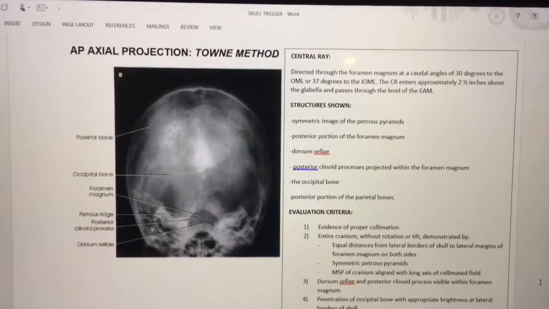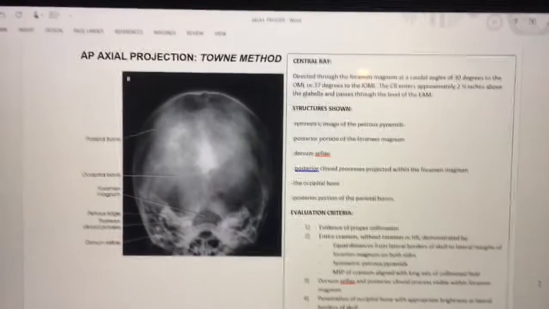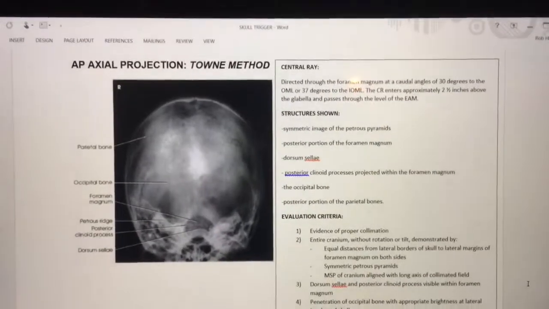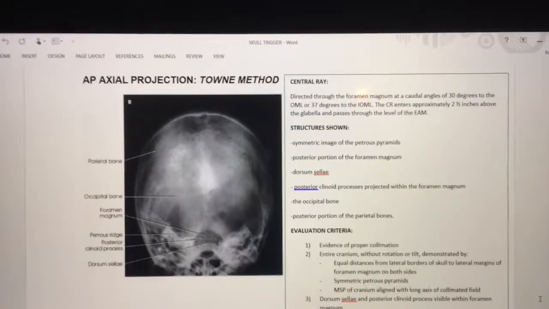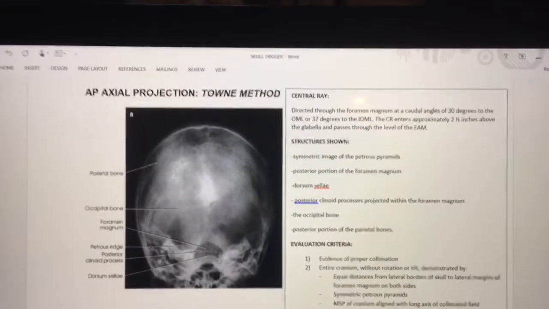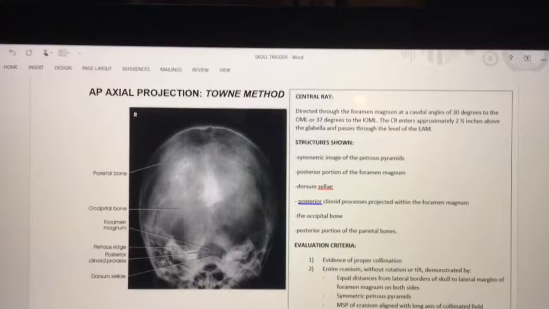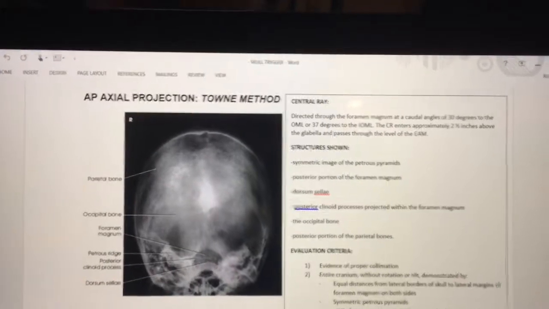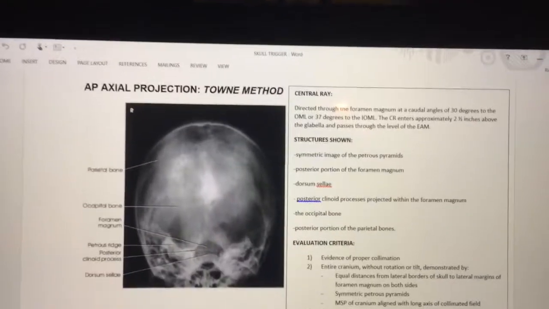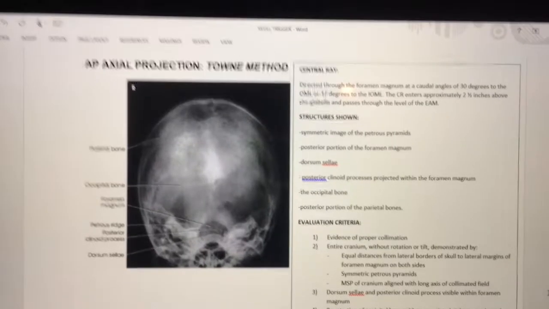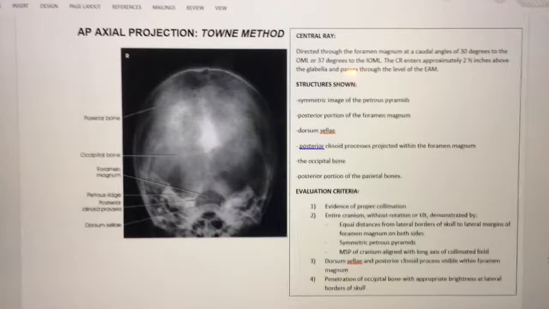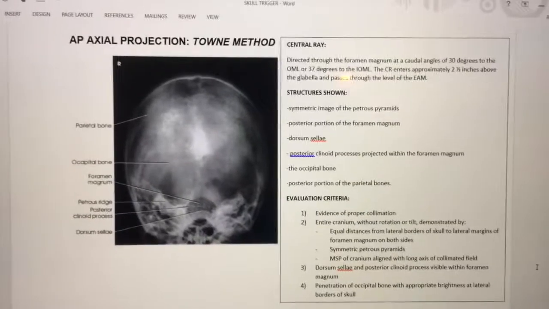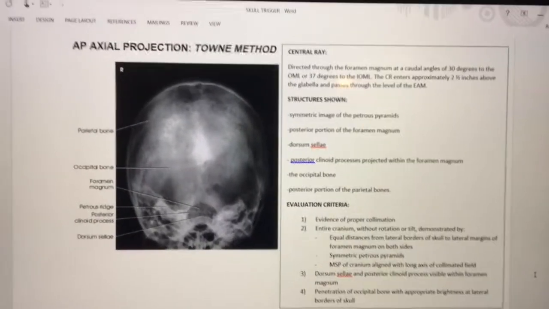So here we have the AP axial projection, also known as the Towne method. In this image, we change our caudad angle depending on whether the OML or the IOML is perpendicular to the IR. If the OML is perpendicular to the IR, we use a 30-degree caudad angle. If the IOML is perpendicular to the IR, we use a 37-degree caudad angle.